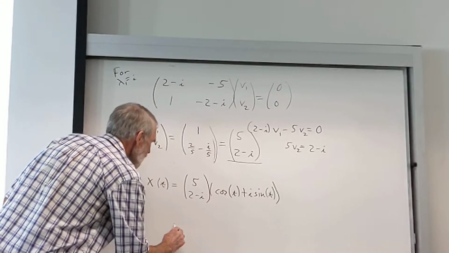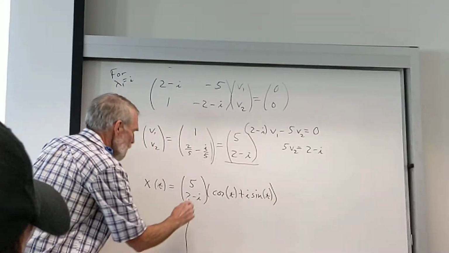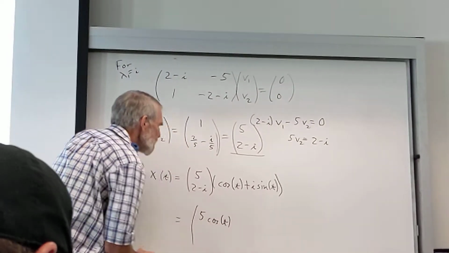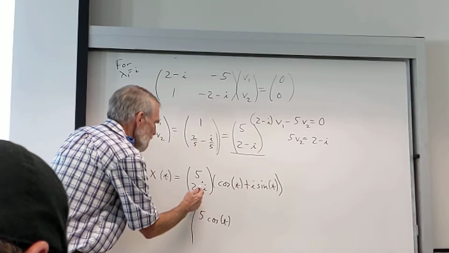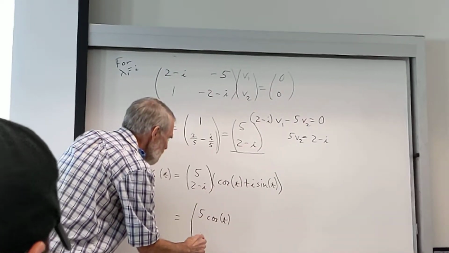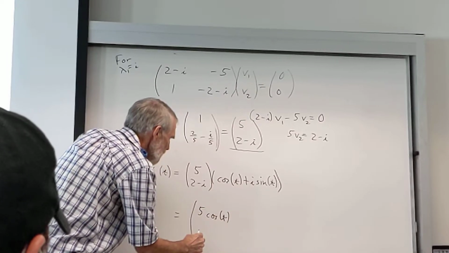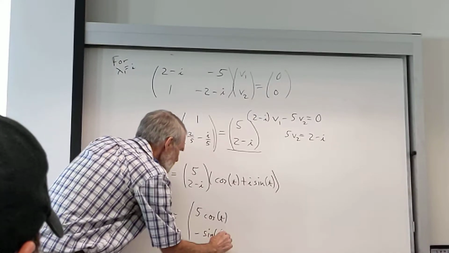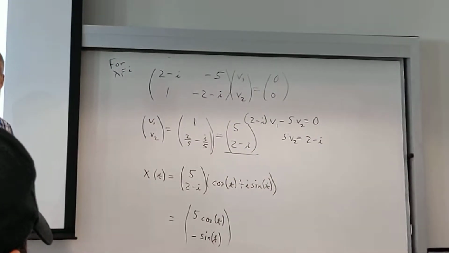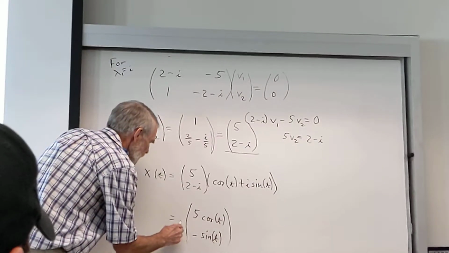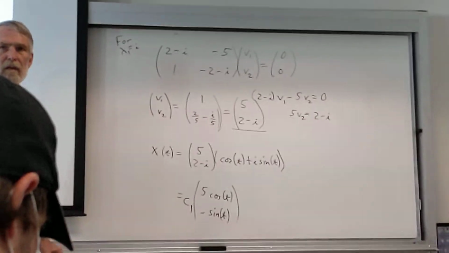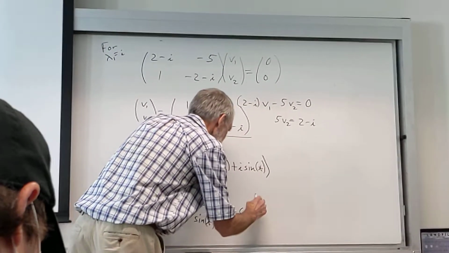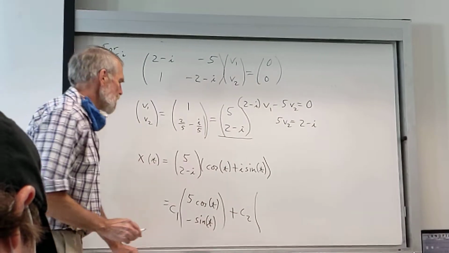Okay, so I can then write this, we'll do the real vector. We're going to get 5 cosine t. From the imaginary ones here, what we're going to get down here is minus, a minus i times i is going to be minus, so minus sine t there, right? Okay. Let me just put a C1 in front of that. Real part. The imaginary part, okay. What's the imaginary part? Well, it's going to be 5 sine t.